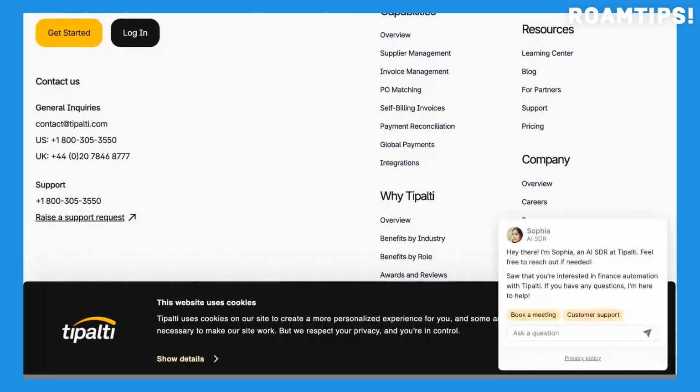Overall, I'm quite satisfied with Tipalti AP Automation. It significantly streamlined our AP processes, saving us both time and money. That's my overview of Tipalti AP Automation Review My Usage Experience.